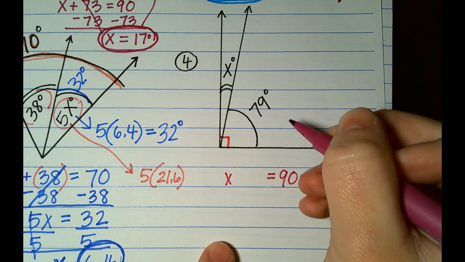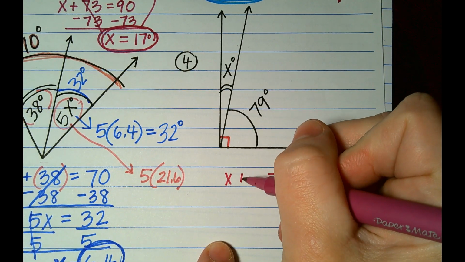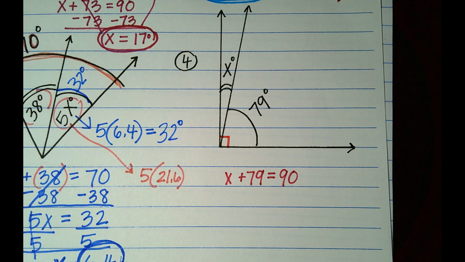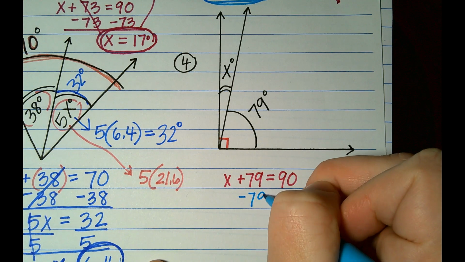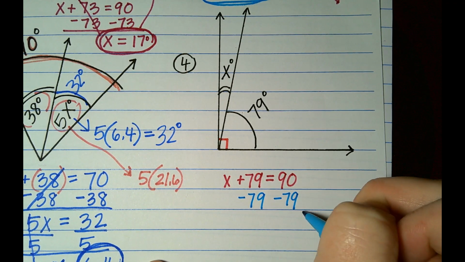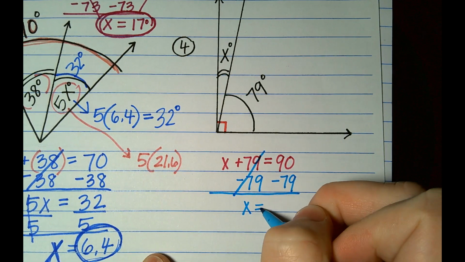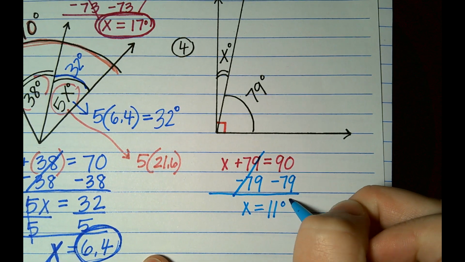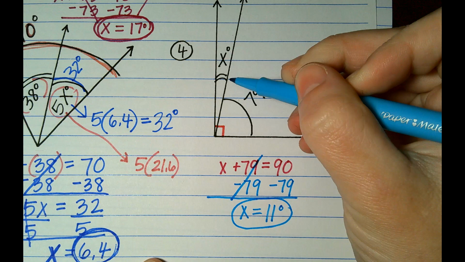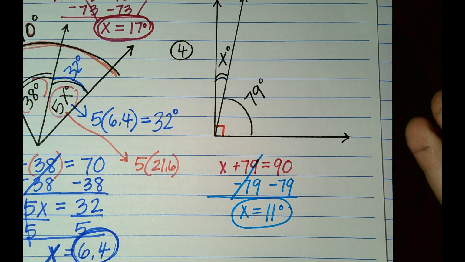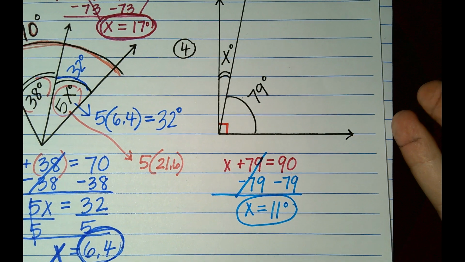x plus 79. Good, equals 90. And when we solve this, we end up subtracting 79 from both sides. x equals 11. Yes, so x equals 11 degrees. This time x is our measure. 11 degrees. Okay. All right.